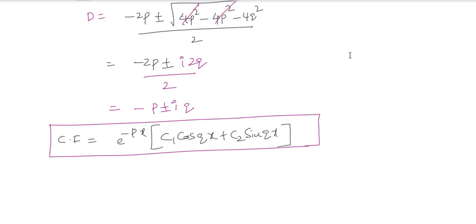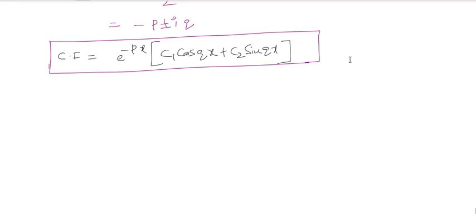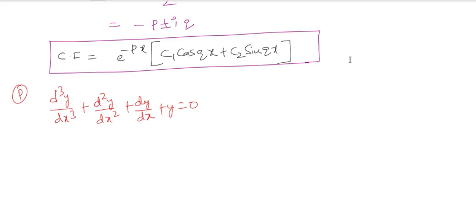Next, one more problem, that is d cube y by dx cube plus d square y by dx square plus dy by dx plus y, which is equivalent to 0. So get the complementary function for this.